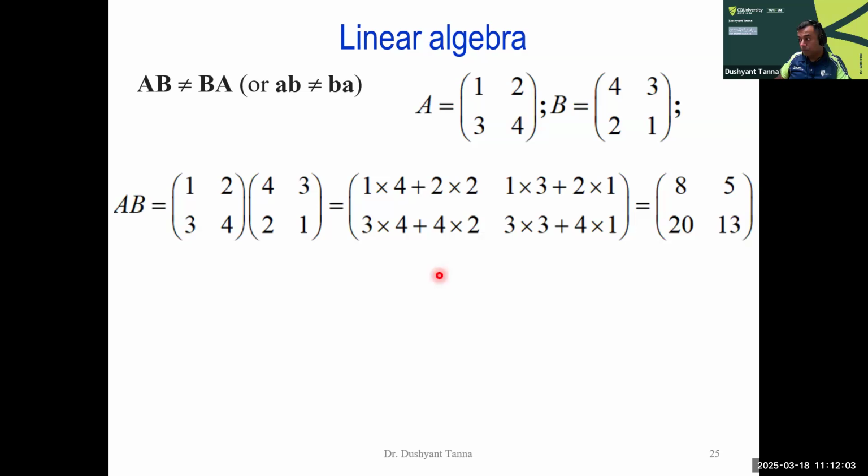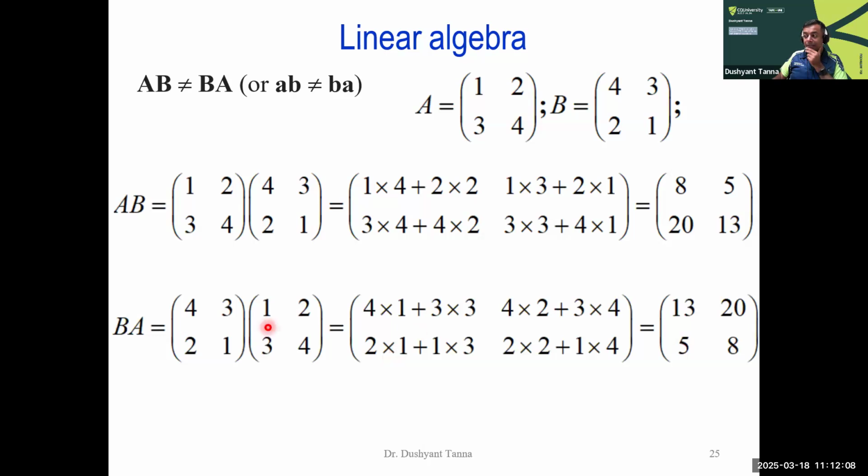But if you talk about BA, right? That's first row, second column. The numbers are the same, but in a different order. So 4 times 1, 3 times 3, and you keep going for the rest of them, you obtain a different matrix. As you can see, 8, 5, 20, 30, 13, 20, 5, and 8, right? Since A and B have the same numbers in different places, your AB and BA will be different, but could carry the same numbers. And thus, your AB is not the same as BA.